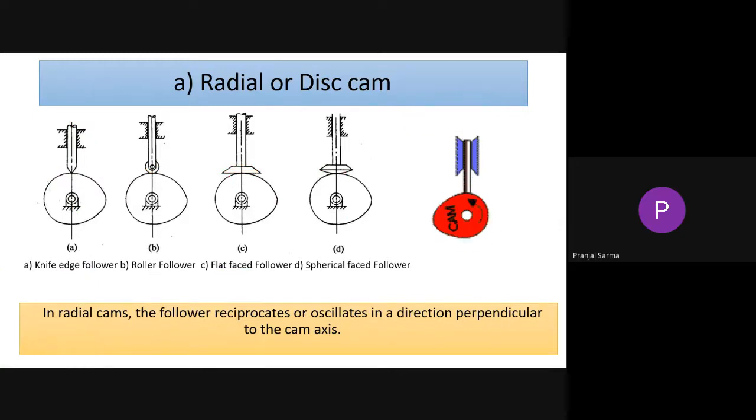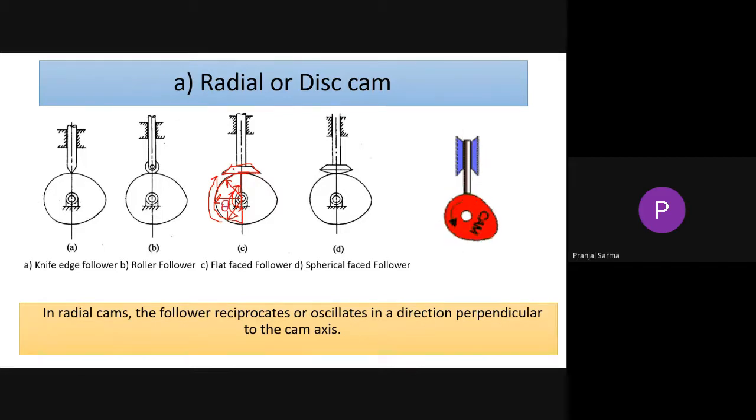Let's consider this figure. If this is the profile, you can see from here to here, almost this angle, it is a constant radius curve. During that time, when this portion of the cam is rotating and coming in contact here, there will not be any movement of that follower, even though this portion of the cam rotates.